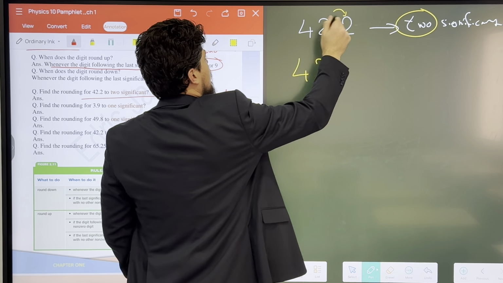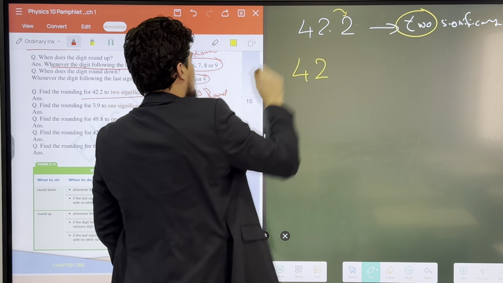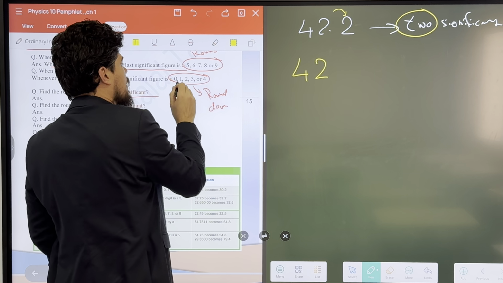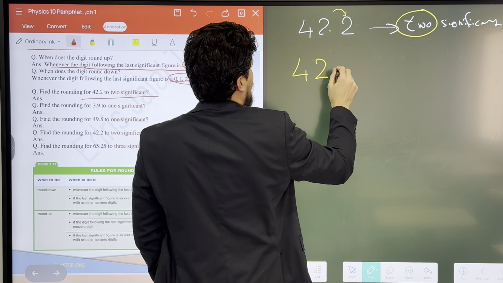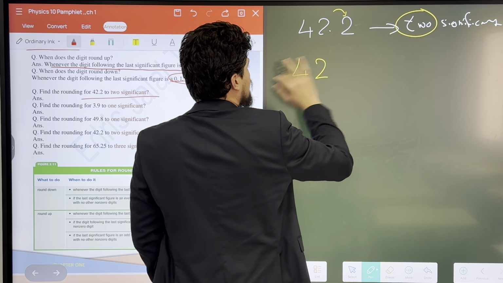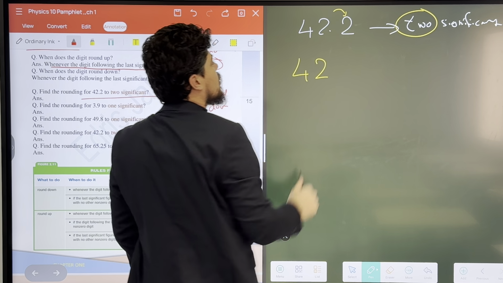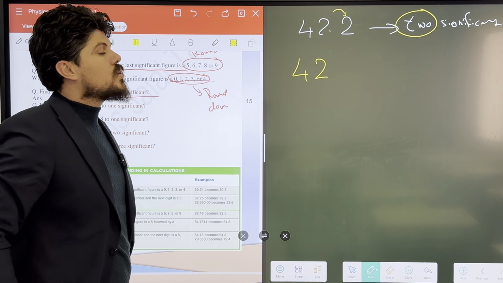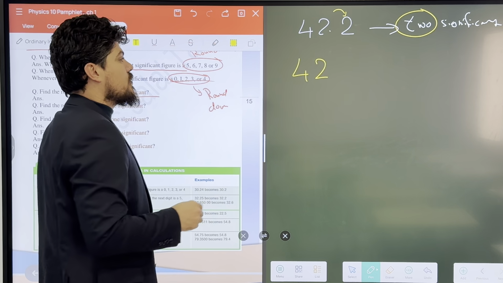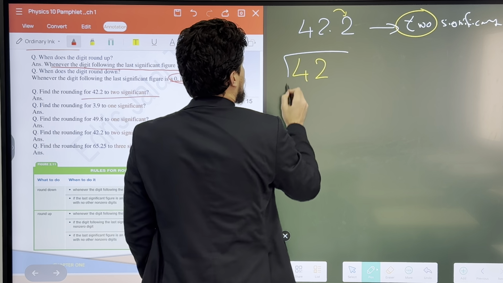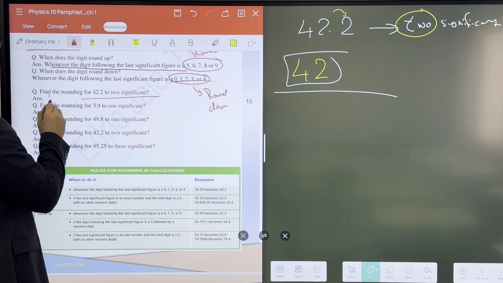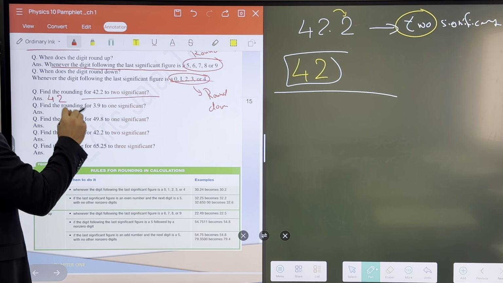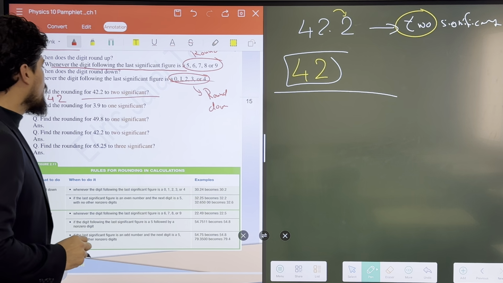And look at the third number. This 2, is it up or down? Down. It's going to be 0, and we don't write the 0. If you round 42.2 to two significant figures, it's going to be 42. The final result is 42.